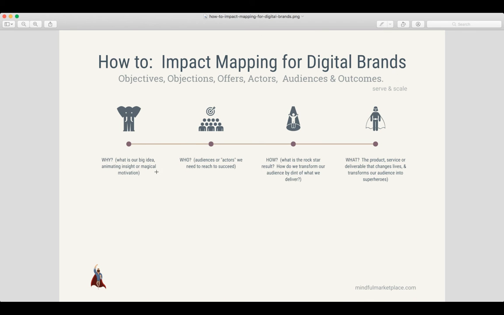So essentially, you start with the why. What is the big idea? What is the animating insight or magical motivation? What is the problem that you're solving? This is, to my mind, just another way of asking that particular question. All right, who? So who are you solving it for? Who are the audiences, or as the impact mapping people like to call them, who are the actors that you need to reach to succeed? Who do you need to reach to actually accomplish your goals?